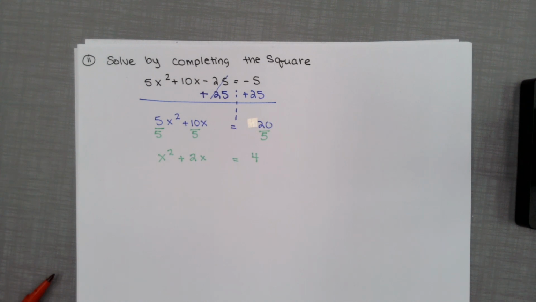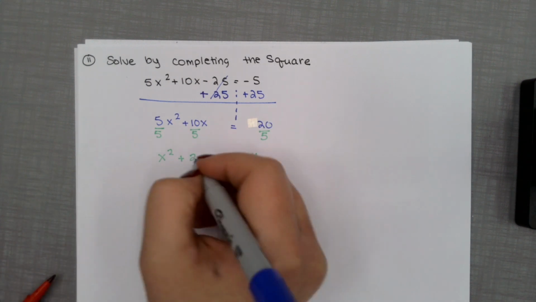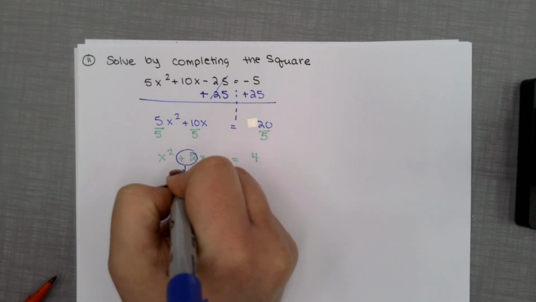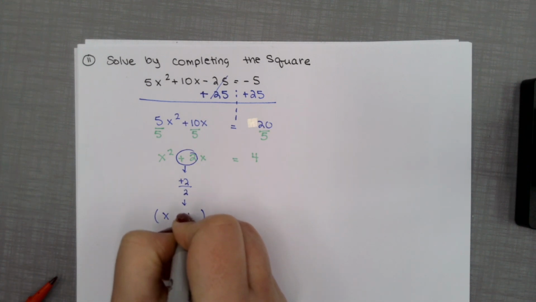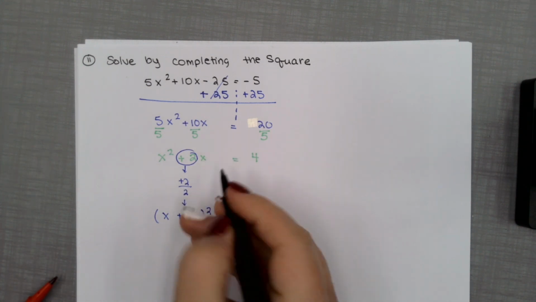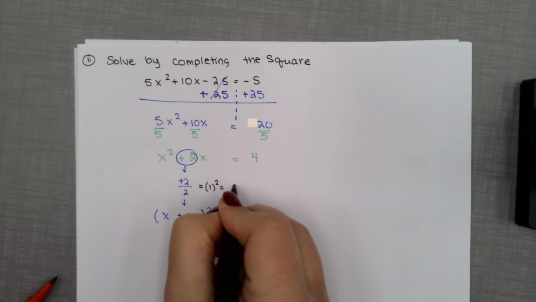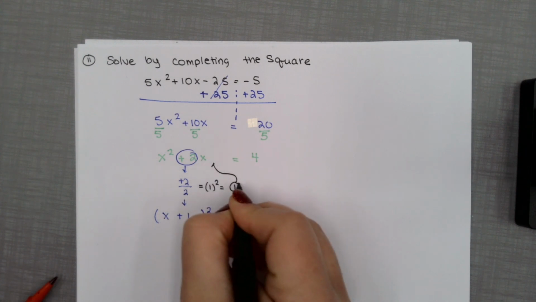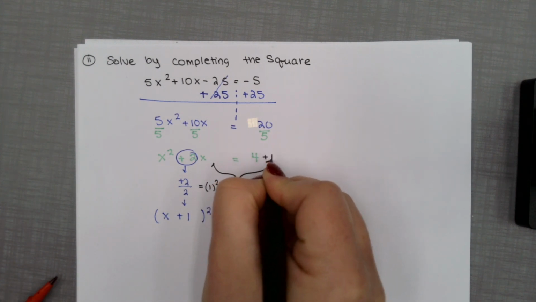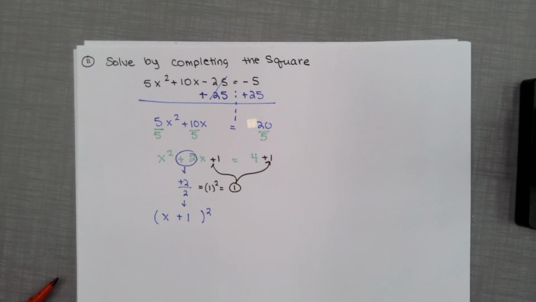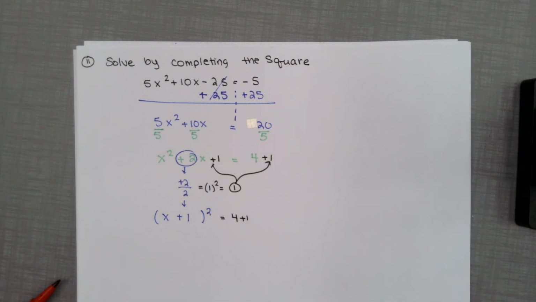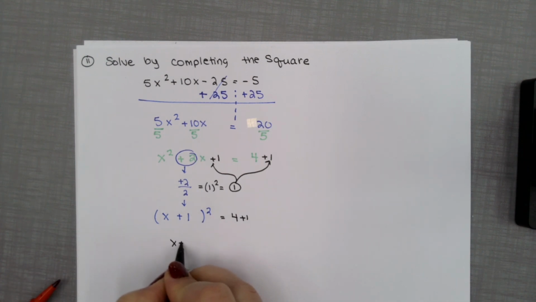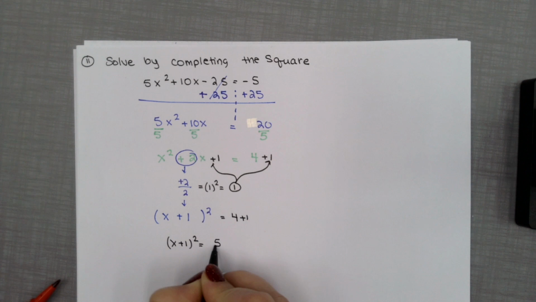Step number 3 is our actual completing the square process, which is taking that b value, dividing it by 2, and that is our perfect square. But what that value squared is, that's the c value, and that's the value that we're adding to both sides. So here where we have the x plus 1 squared, that's equal to the addition of 4 plus 1 from the right side. We have x plus 1 squared is equal to positive 5.